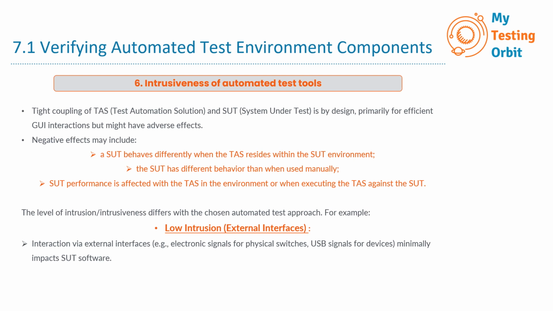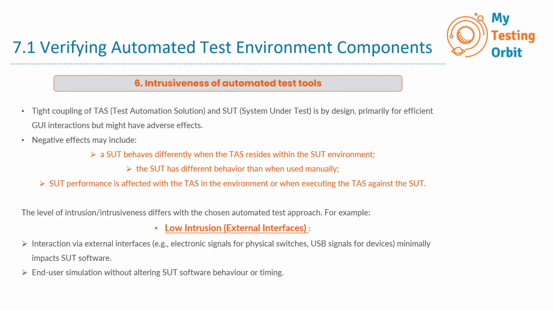Interaction via external interfaces, for example, electronic signals for physical switches, USB signals for devices, minimally impacts SUT software. So this method involves using connections like electronic signals or USB connections to talk to the software which is being tested. It's like pressing buttons or using devices that send signals to the software without changing how the software actually works. For example, think of how a remote control interacts with a TV. It does not change how the TV works internally, it just sends commands.